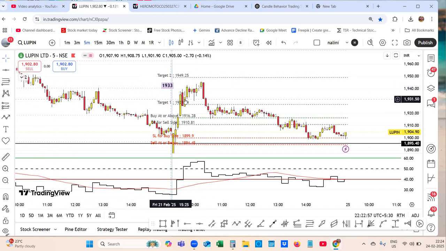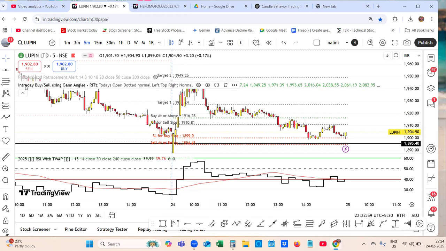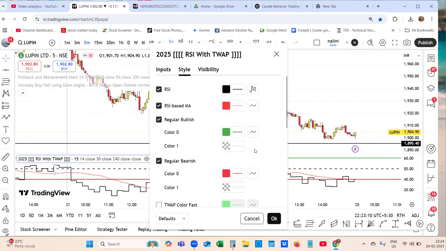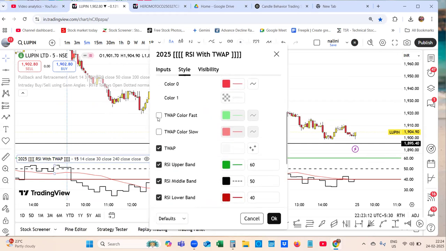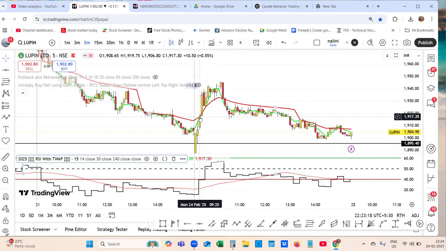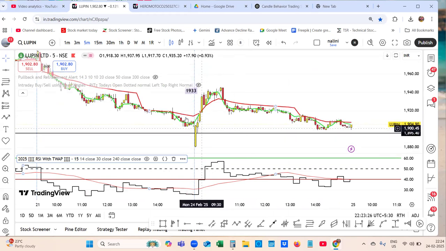See here, I'll disable this intraday Gann one, hide it, and enable the TWAP indicator. You can see the crossover, though it is very late, but with the fib and Gann angles, you got the entry here. And RSI is also showing entry here. You could have entered into the long trade, right?